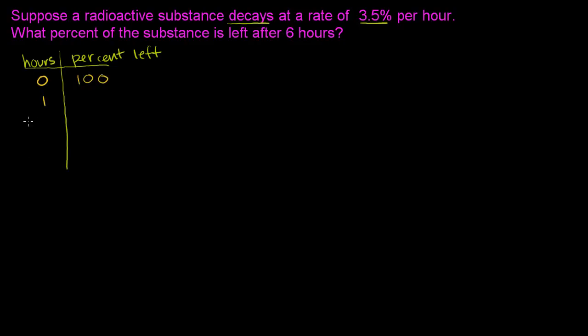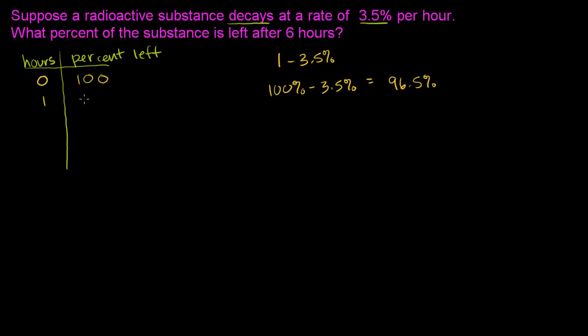After 1 hour, what's happened? Well, it decays at a rate of 3.5% per hour. So 3.5% is gone. Or another way to think about it is 0.965. Remember, if you take 1 minus 3.5%, or if you take 100% minus 3.5%, this is how much we're losing every hour. That equals 96.5%. So each hour, we're going to have 96.5% of the previous hour.